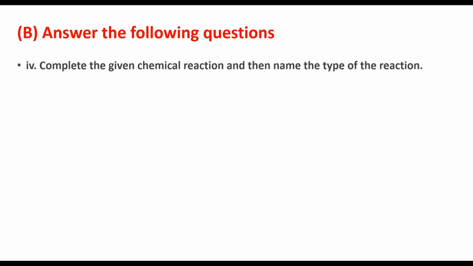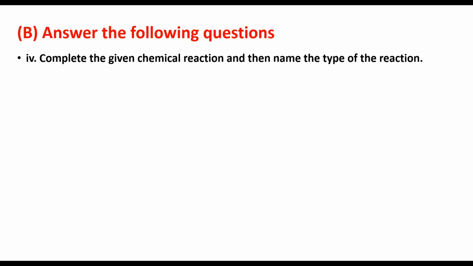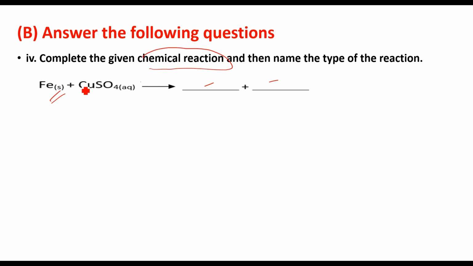Now move to question number 4 of question 1b. Complete the given chemical reaction and name the type of reaction. Here the reaction given is incomplete: FeSO4 plus CuSO4 gives dash and dash. Especially when this type of question is asked, read the question. This is our given chemical reaction, then name the type of reaction, and you have to complete it also. See, the completion is there and the name is also there.